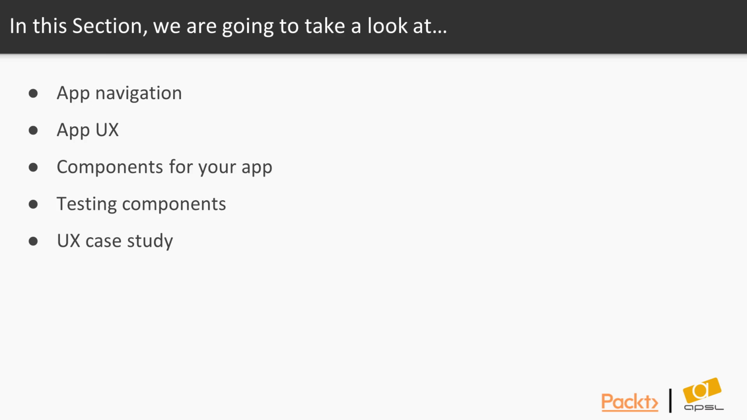In this section we're going to take a look at the following topics. First of all, we'll see how we can add navigation to our app. We'll explain what makes a great UX for a mobile app. We'll build a couple of good UX-oriented components for our movies app. And finally, we'll learn how to test our components using the Jest test framework.